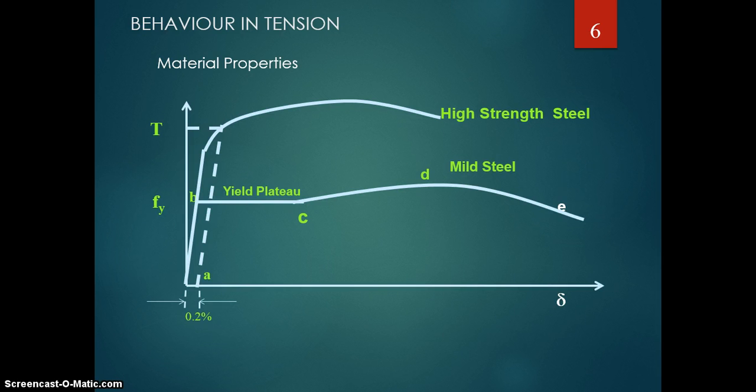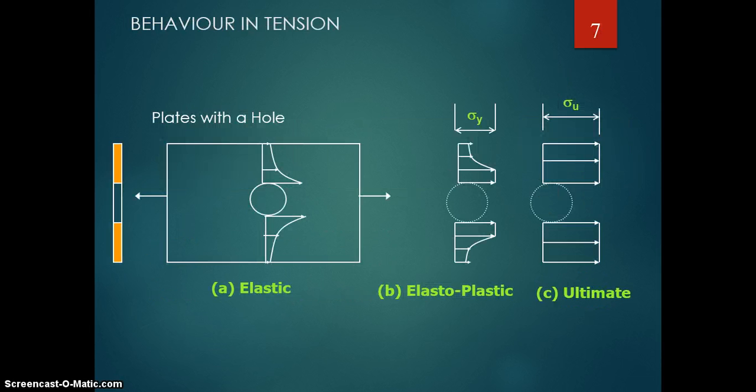Okay, this is the engineering stress strain curve. The curve A, B, C, D, E represents the stress strain curve when a mild steel specimen is subjected to a gradually increasing tensile load. The various elements of the curve are shown in the figure, that is 0.2% is your proof strain, and the yield plateau is there for the mild steel, and the upper graph is for the high strength steel. Already you have studied this at the secondary level, in structural mechanics 1.